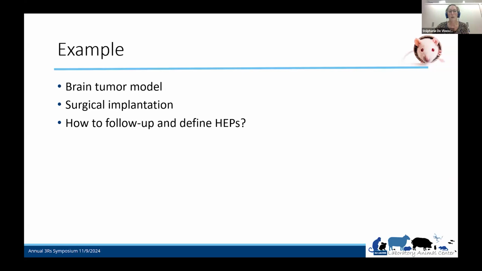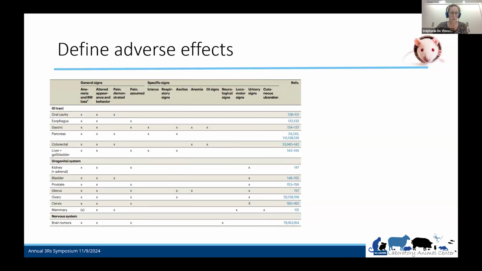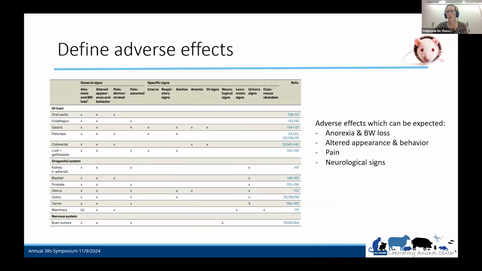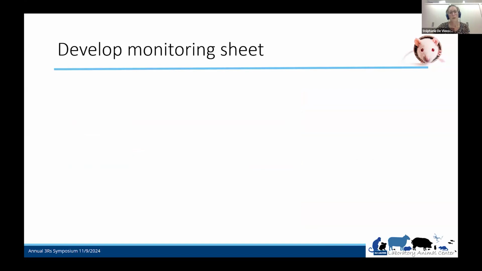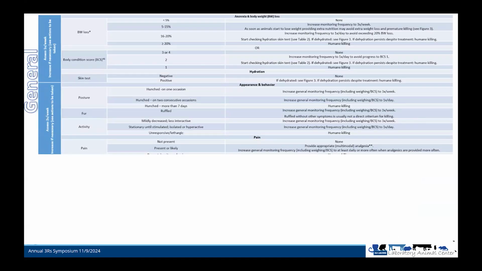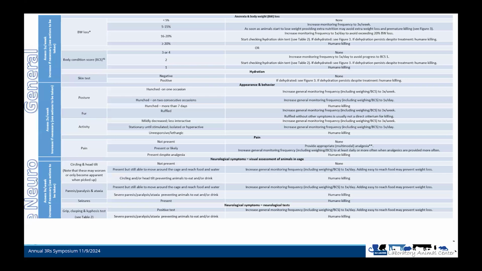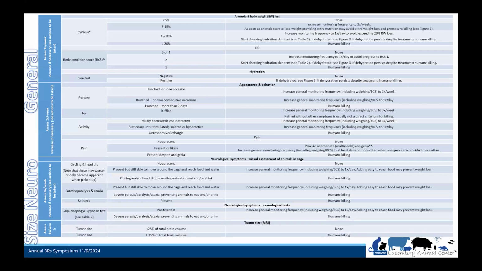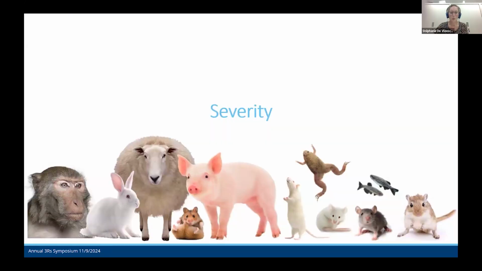An example is a brain tumor model that is surgically implanted: how to follow up and define the humane endpoints. So first, define the adverse effects. A brain tumor can give anorexia and body weight loss, altered appearance and behavior, pain, and neurological signs. And then you're going to start to do your puzzle. As it involves surgery, include the post-op monitoring sheet, the general monitoring sheet, the ones for the neurological signs, and then let's say follow-up is done by MRI, include the size of the tumor, and then you have one monitoring sheet.